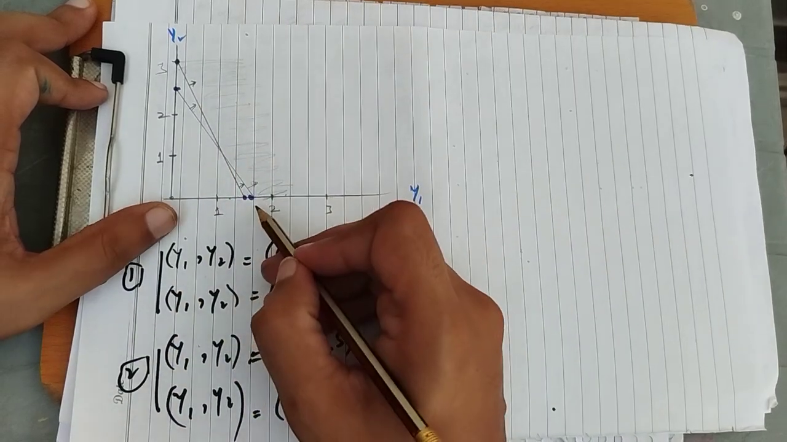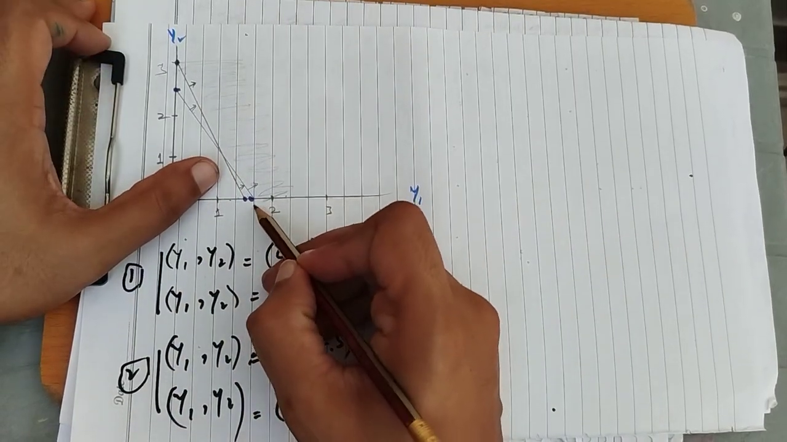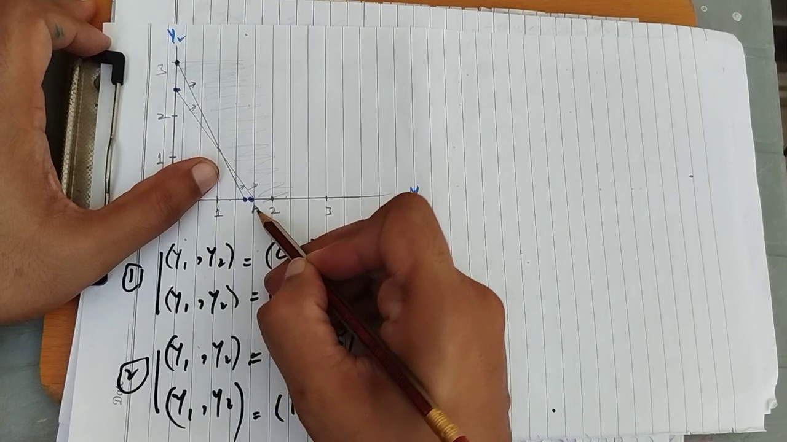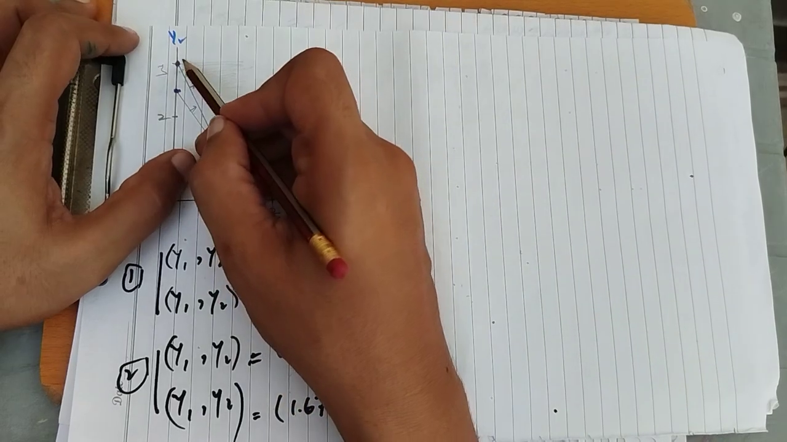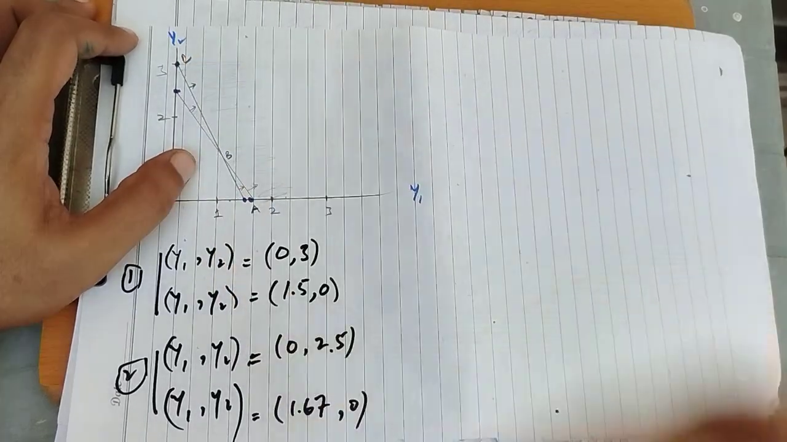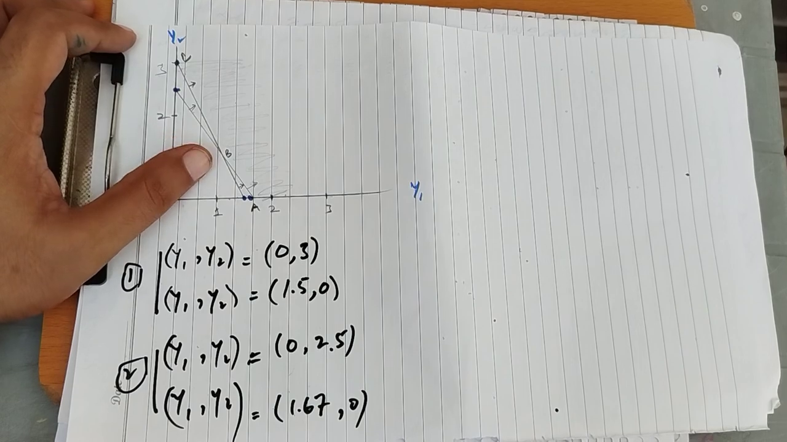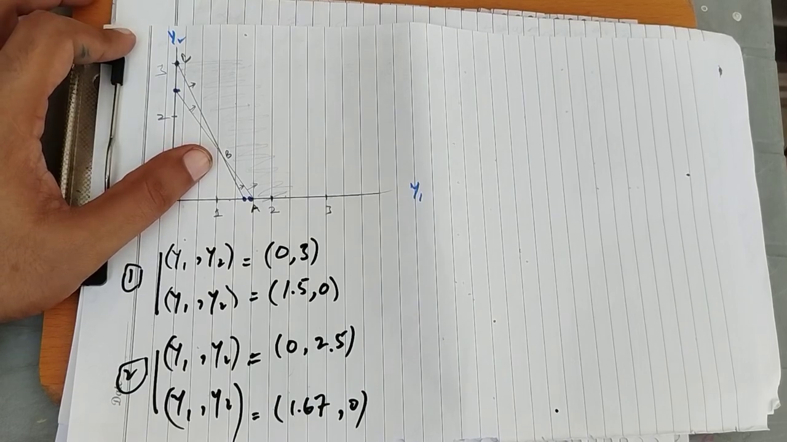And what are the points we had over here? This one, A, B, C. So we have three extreme points on this common area, or the feasible region.